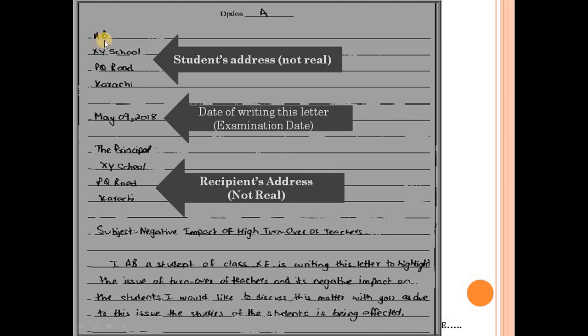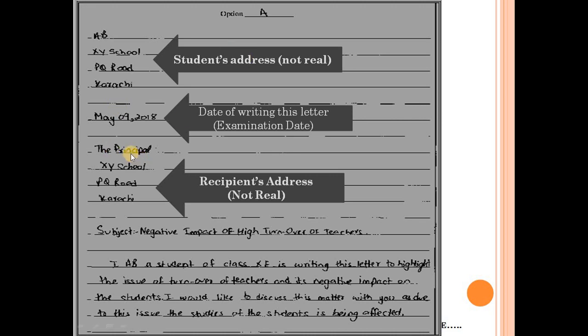You can see here that AB is not the name of the student. XY is a school; XY is never the name of the school. PQ is not the name of the road. Of course, the city is mentioned here. Then the principal's designation. This is the designation because in the question you were already told to write a letter to your school principal. So here the designation is important.